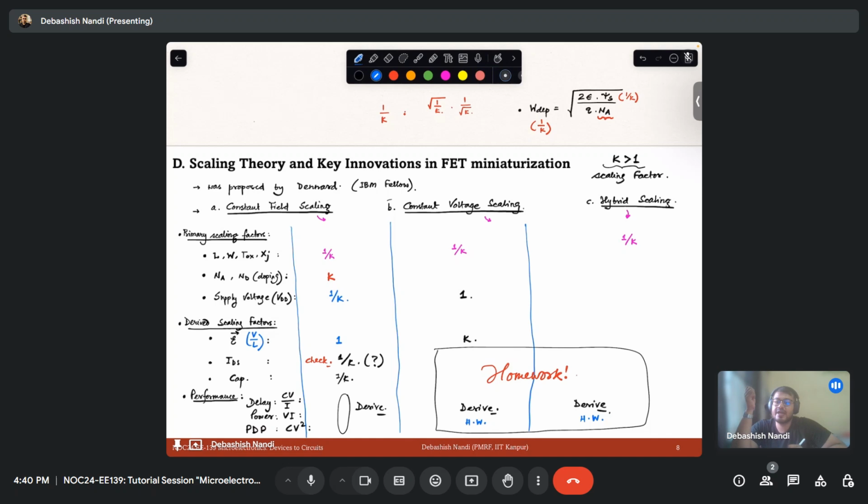And what about your N_A and N_D? Obviously, to keep the voltage as it is, not scaling, this has to be increased by K squared, okay? And what about your hybrid scaling? Hybrid scaling is nothing but you have a factor alpha. Alpha does not have to be equal to K, okay?